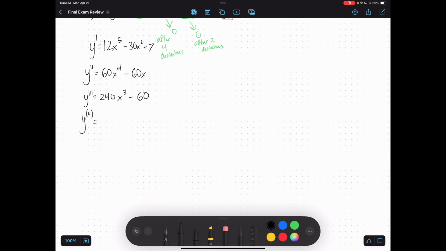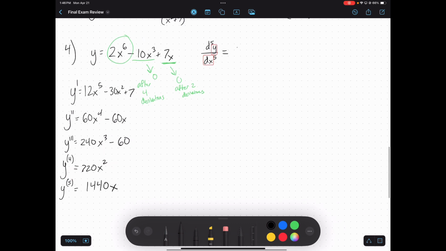And now that I'm on the fourth derivative, you'll notice that now I'm left with just that first term. What is that? 720? So sure enough, that first term is the only one that's really stuck around all the way down. We've finally done it. We've reached the fifth derivative, and I have 1440x. So there's my fifth derivative, 1440x.